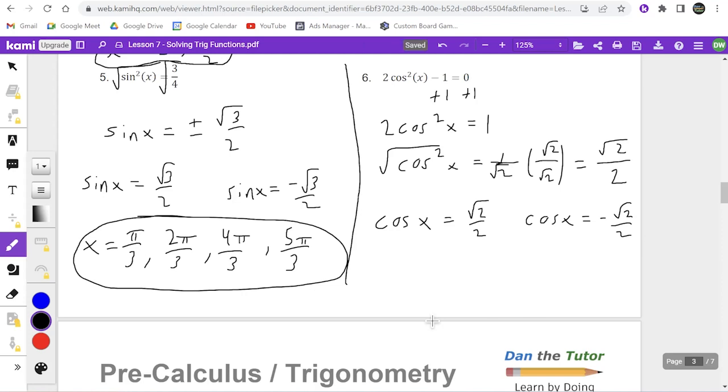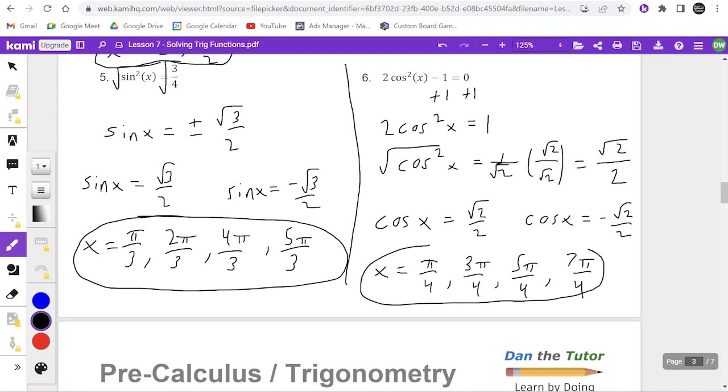And once again, it's going to be all 4 quadrants here because it's positive and negative. So in other words, I'm going to get all 4 answers. X equals pi over 4, 3 pi over 4, 5 pi over 4, and 7 pi over 4. And once again, I got those by using my unit circle in my head.